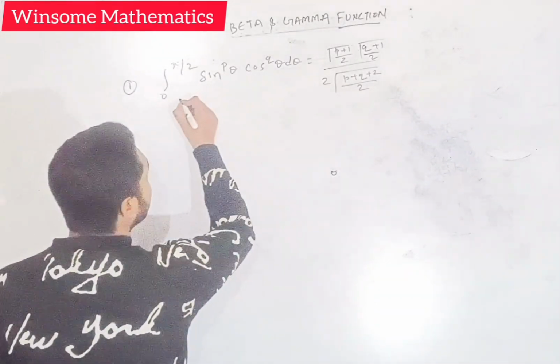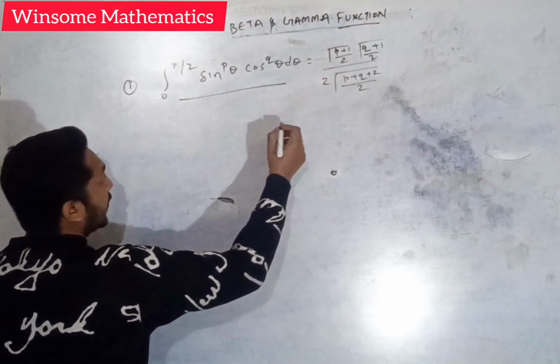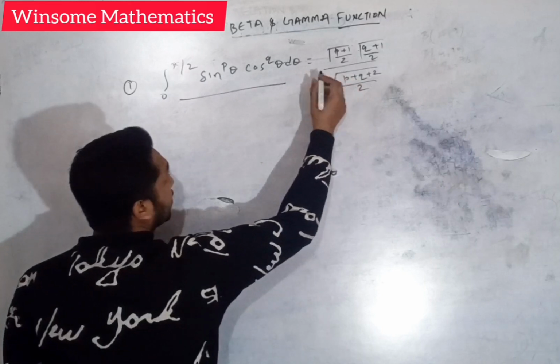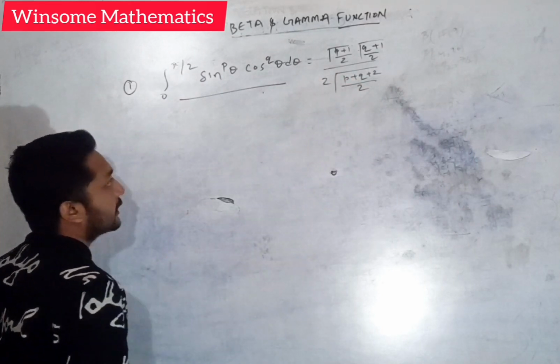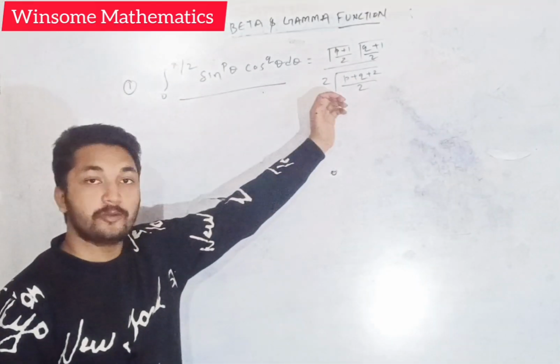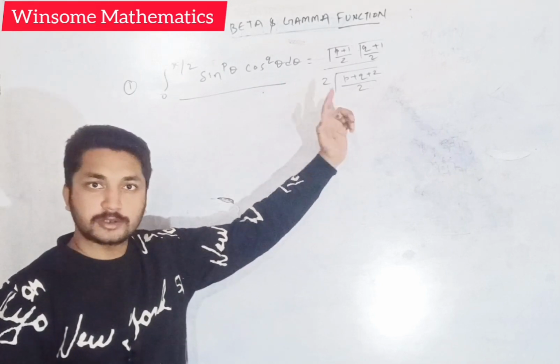So this is the integral given here. Okay, simple, and we have to prove it. This is the LHS and this is the RHS. So why are we proving it? This is the first question.